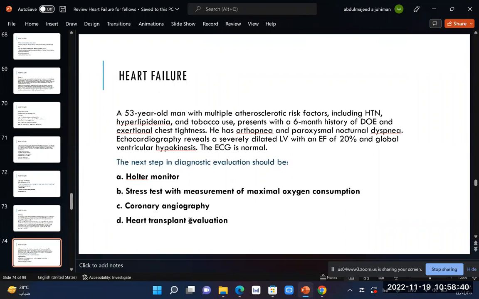So the question generally tells you that there are a lot of risk factors for coronary artery disease, and the patient presents with shortness of breath, chest tightness, orthopnea, PND, and an echo showing a severely dilated LV with low EF. So in this patient, you need to rule out coronary artery disease. So you will go with coronary angiography.